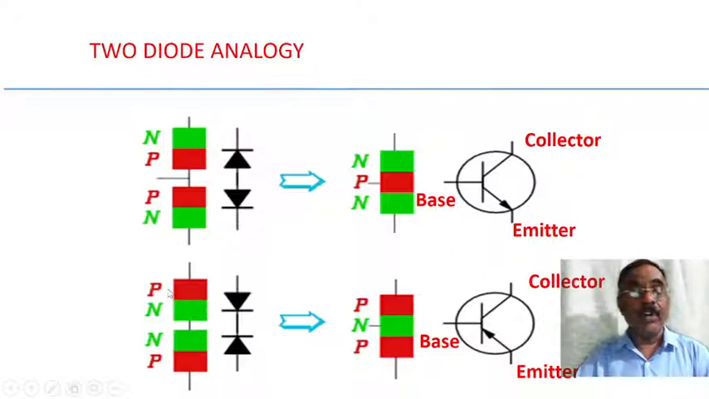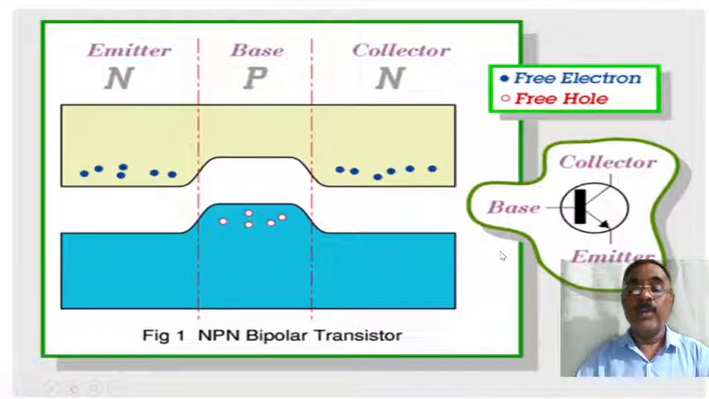Similarly, for a PNP transistor, two junction diodes are connected back to back over here, and the two cathodes connected to each other form the base over here. And the circuit symbol of your PNP transistor is something like this. Now here you will see that in case of your NPN transistor, the emitter arrow is pointing away from the base, and in case of your PNP transistor, the emitter arrow is pointing towards the base.